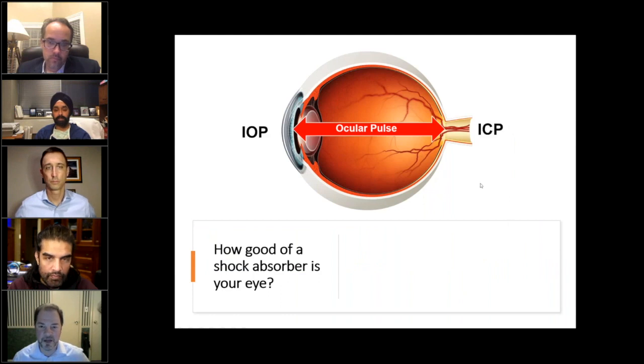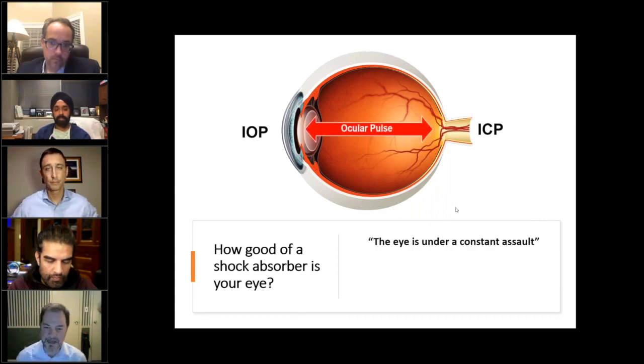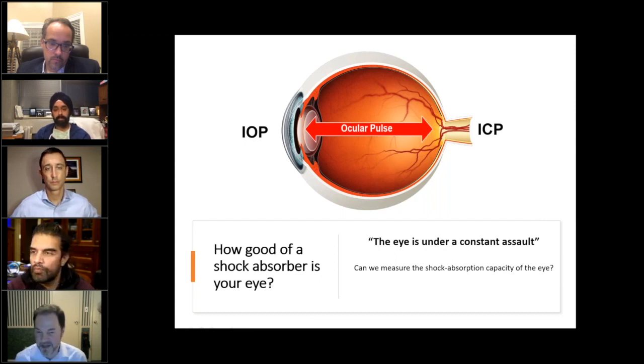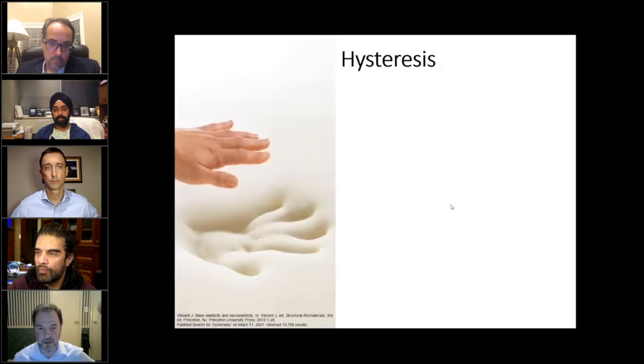And if you think about the eye, it's a very stressful environment. You've got intraocular pressure, you've got pressure surrounding the globe, and you've got the ocular pulse hammering away on these structures of the eye 24/7. I heard somebody at a meeting once years ago say the eye is under a constant assault, and I thought that was a really good way to put it. And so the question is, can we measure the shock absorption capacity of the eye? And if so, what does it tell us about glaucoma risk? And I think that's hopefully what our panel members are going to elucidate on this evening.